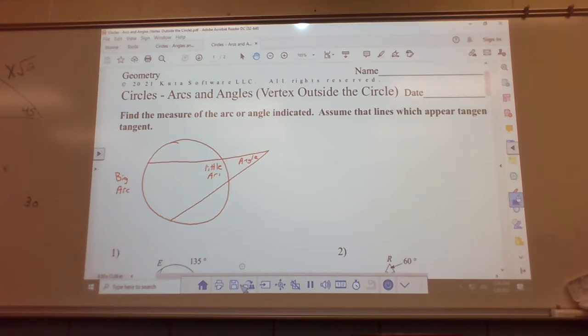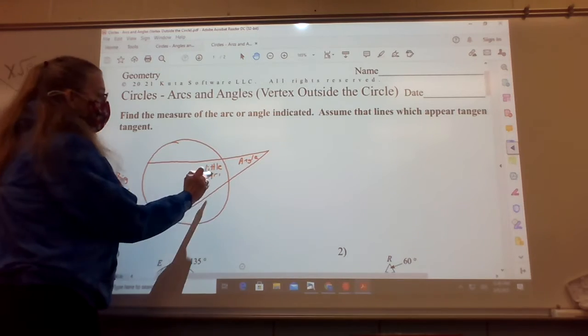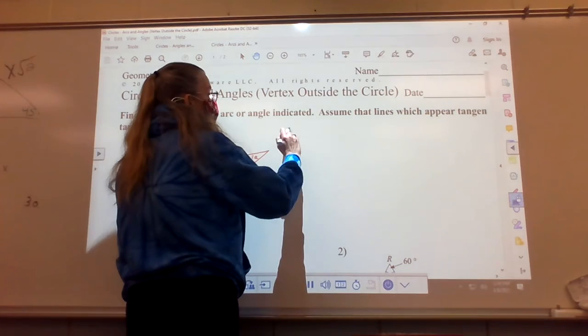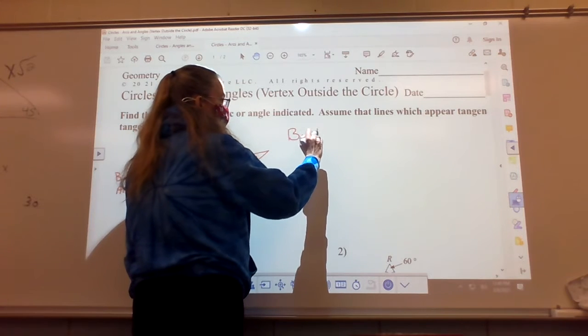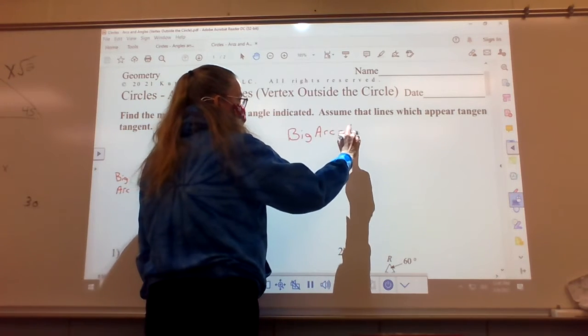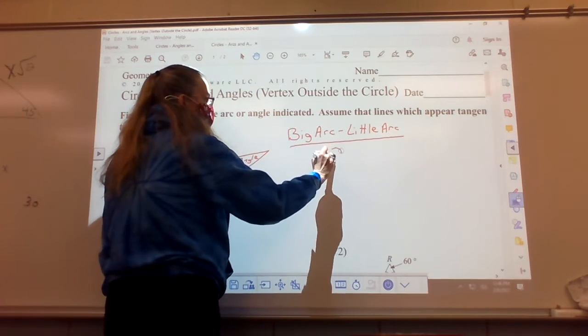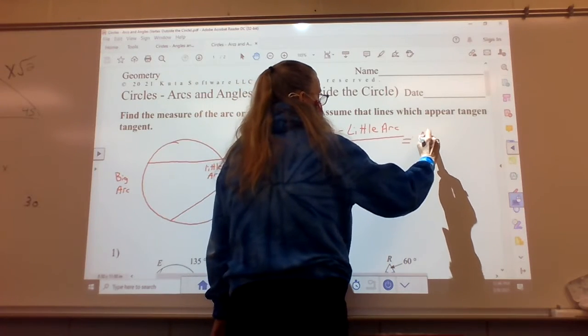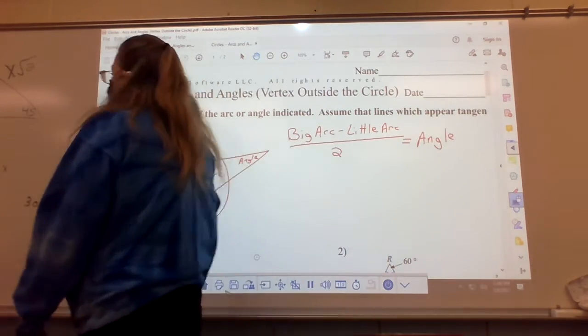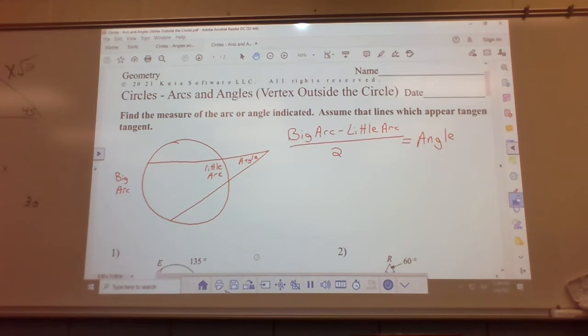Now, on Friday's worksheet, it didn't matter which one we did first, because if you're adding, it doesn't matter if you take 60 plus 70 or 70 plus 60. But on these, you're subtracting, so you have to make sure they get put in the correct order. So it's going to be big arc first minus little arc, divide by 2 equals angle. So very similar to the formula from Friday, but instead of adding the arcs, we are subtracting the arcs. So that's our set.